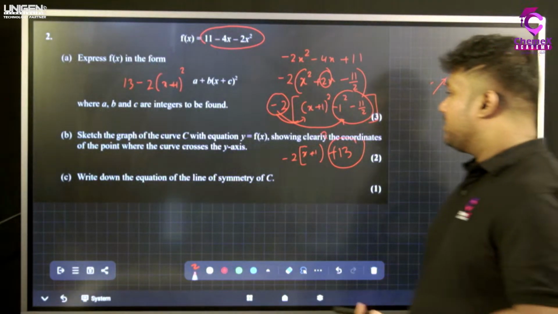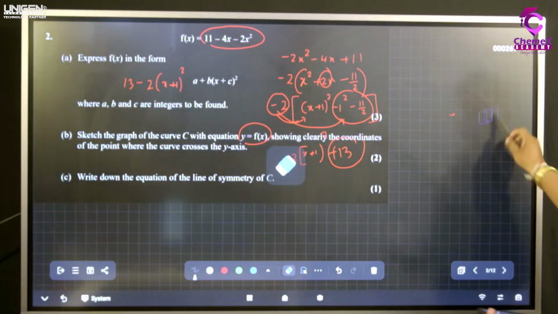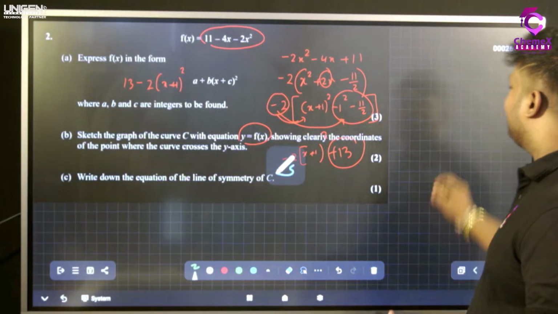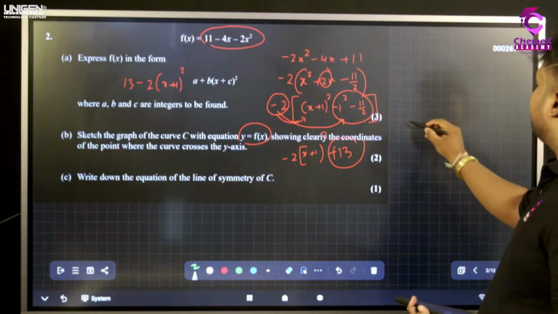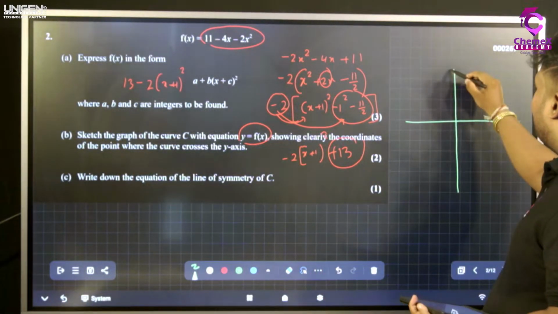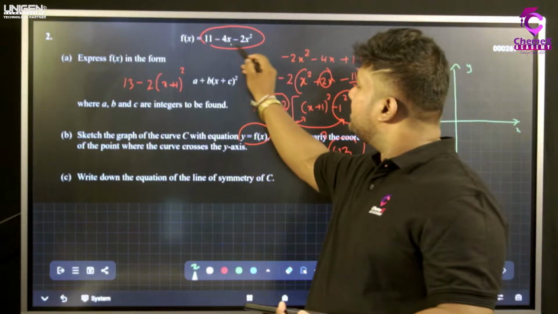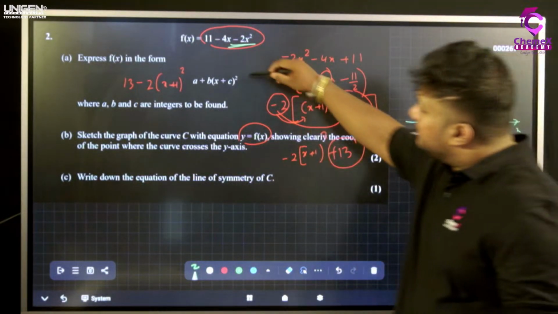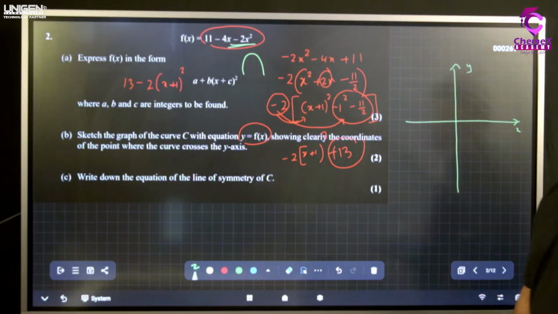Next part is sketch the curve y equals f(x). So whenever you get this, complete the square, you know what is the turning point, right? So what is it, an N shape or a U shape? First thing, how do you know that? N shape or a U shape? Can you see this minus 2x squared? So it's an N, not U, because if it's plus x squared, it's U.